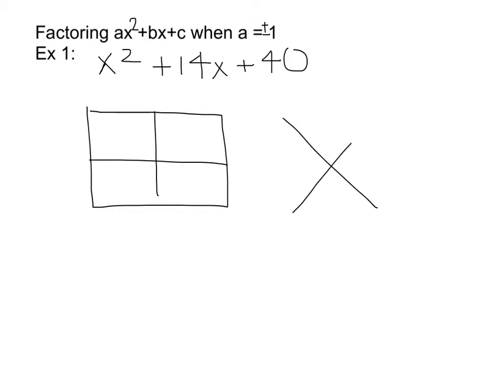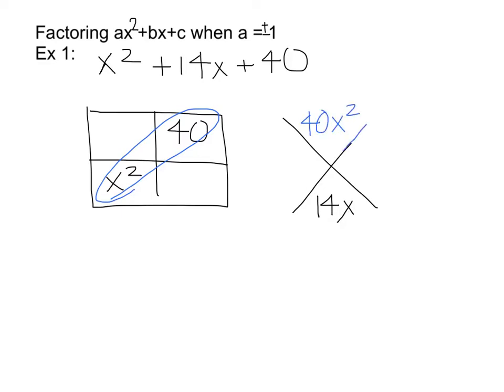Remember, the first term goes in the bottom left. The last term goes in the top right. The middle term goes in the bottom of your x. And then you multiply x squared times 40, and that goes in the top of your x. So I am looking for numbers that multiply to 40, that add to 14.